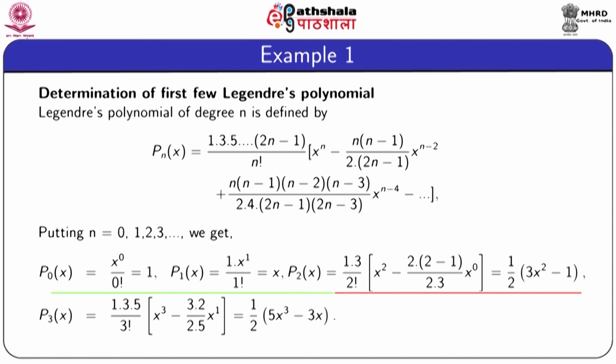When you put n equal to 2, here you get 3. So, this will continue: 1 into 3 divided by 2 factorial x square, and you put n equal to 2 here. So, 2 into 2 minus 1 divided by 2 into 2 into 4 minus 1, x to the power 2 minus 2 which is 0. So, you get this particular term, that is half of 3x square minus 1, and you can put 3, 4, 5 whatever number you want there, and you can generate the Legendre polynomials here.